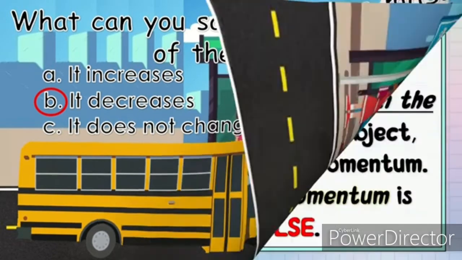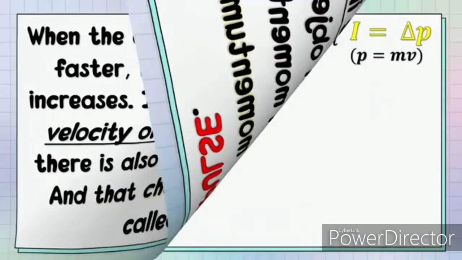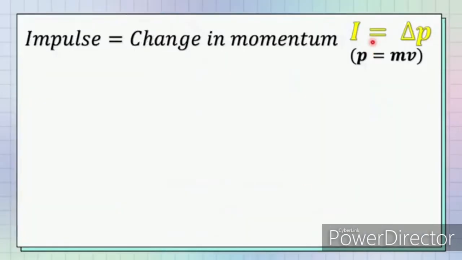Based on our example situation, we can say that when an object slows down or moves faster, its velocity decreases or increases. If there is a change in the velocity of the mass of an object, there is also a change in momentum. And that change of momentum is what we call impulse. Impulse is equal to the change in momentum, and it is represented as letter I. Again, class, impulse is equal to the change in momentum.